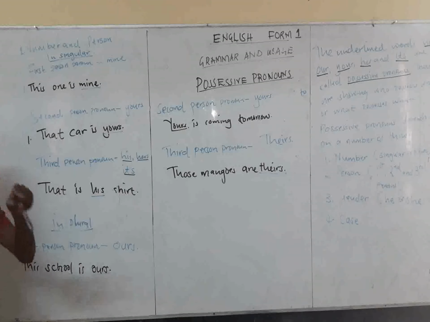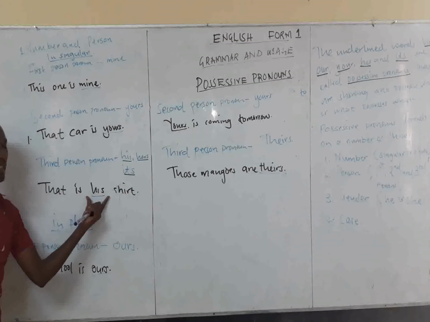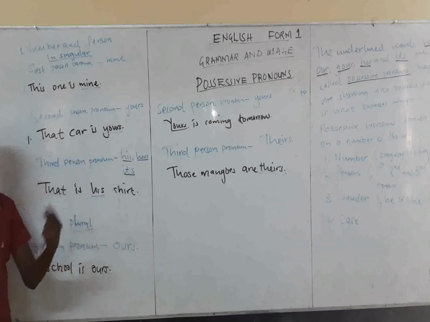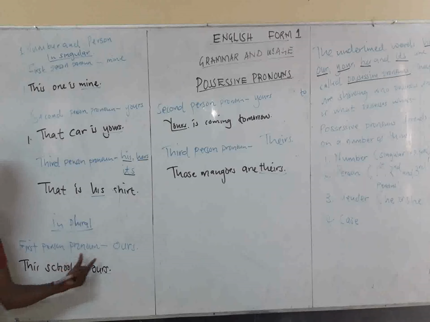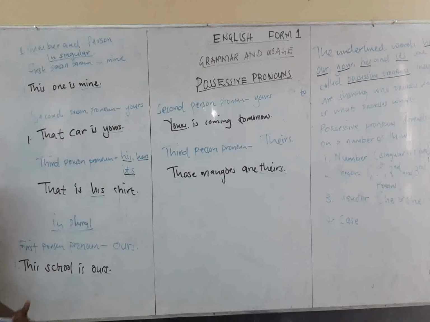I'm not talking to David, I'm talking to Jeroge, and I'm telling you that shirt is his. Who? David, who is not there. And in plural, when talking about the first person, we use our. For example, this school is ours.